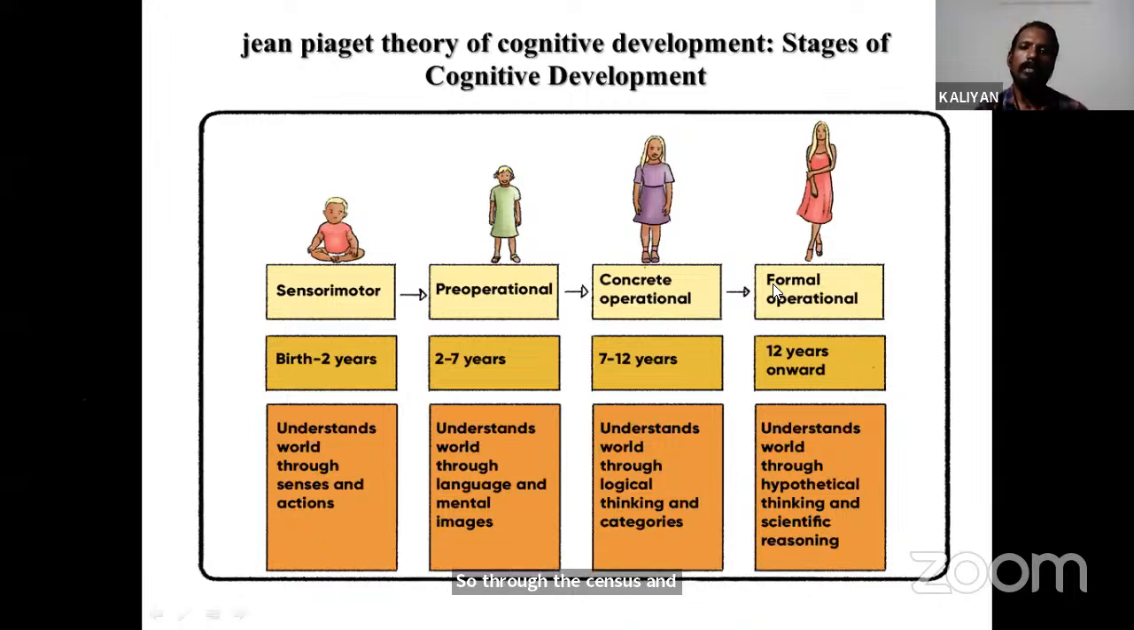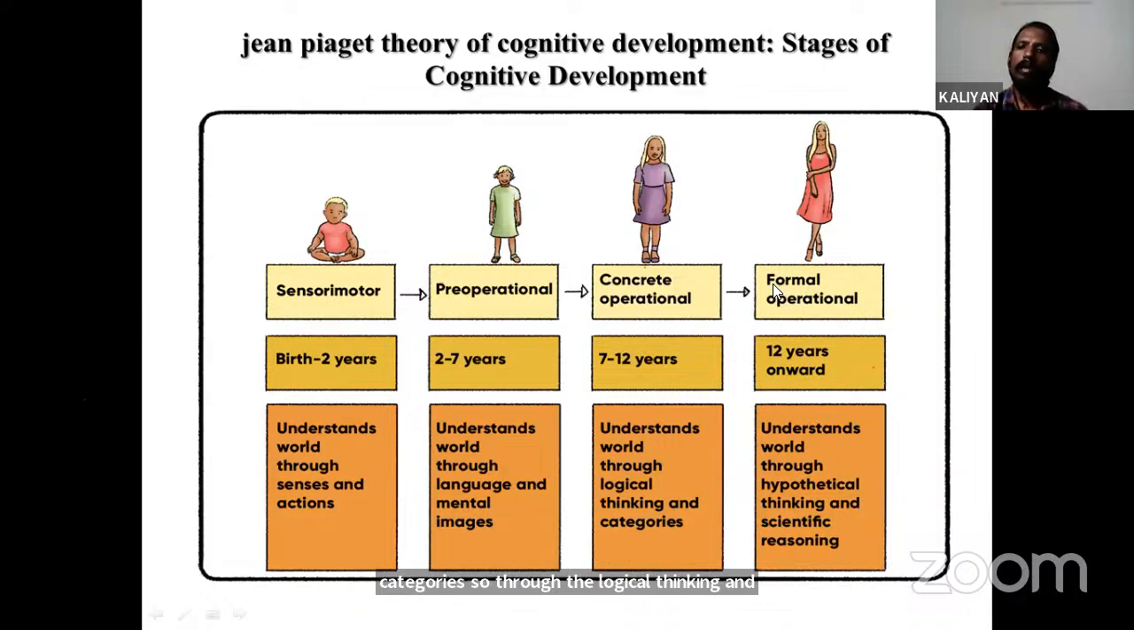And second is the pre-operational. The age is from 2 to 7 years. We understand the world through language and mental images. And third one is the concrete operational. The age is 7 to 12 years. We understand the world through logical thinking and categories.